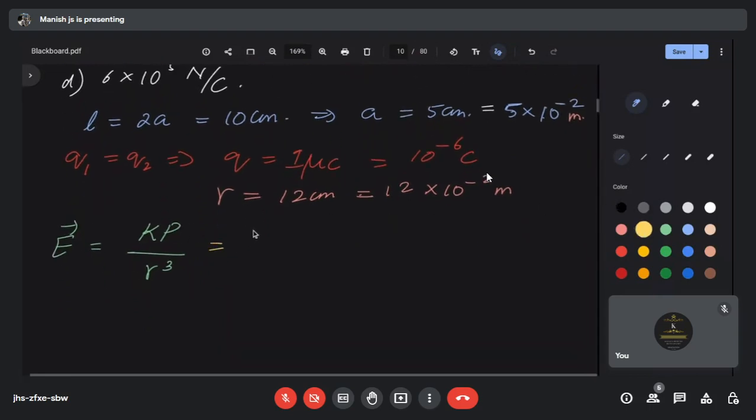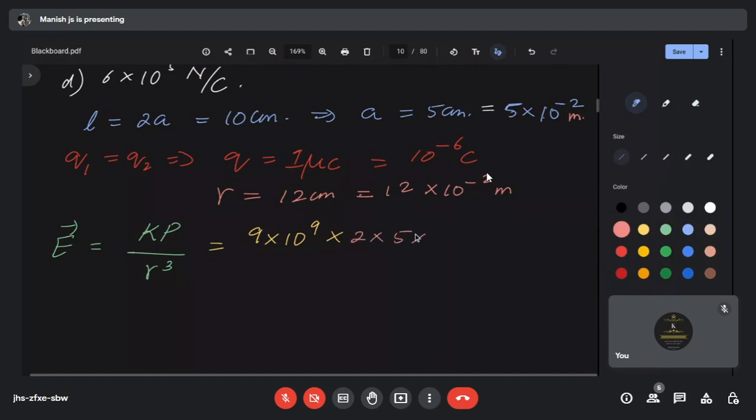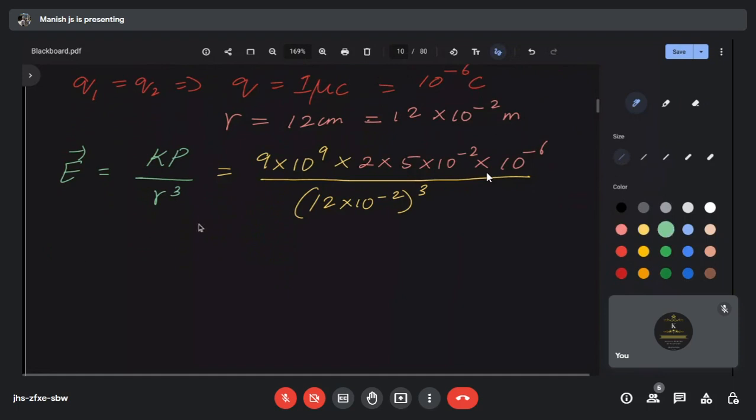Substitute. The value of k you can directly put as 9 into 10 power 9. Then p, whose value is 2a into q. So substitute 2 into a, which is 5 into 10 power minus 2, and q is 10 power minus 6. The k value is done. Below you have r cube, so 12 into 10 power minus 2 the whole cube. This is what you have to simplify. In the numerator, first simplify all the 10 power terms, then 9 into 2 is 18, 18 into 5. Multiply: 9 into 2 into 5 is 90, into 10 to the power of 1.